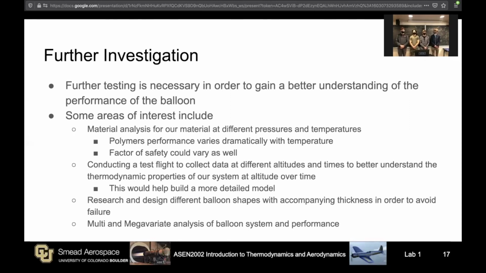We should also research and design different balloon shapes with accompanying thickness in order to avoid failure. Because as I said earlier, we do not live in an ideal world, and we should not be assuming that our balloon is a sphere. We may also do a multivariate analysis of all our data with the factor of safety and thickness in order to guarantee success.